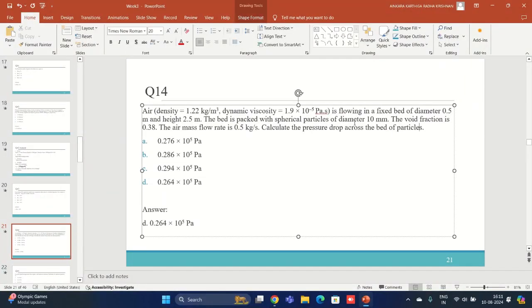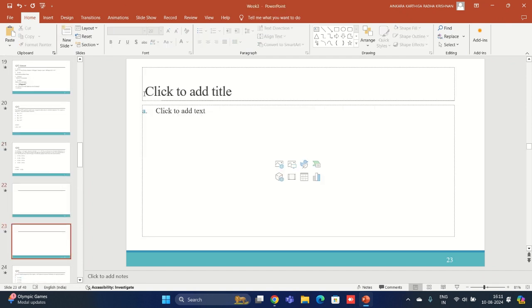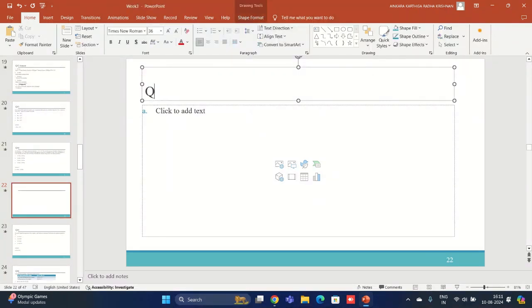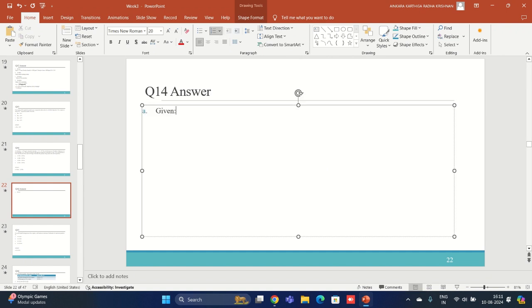As always, question 14, answer. So what will we be writing? We'll be writing the given first, then what we need to find, and the formula and the solution. This is the step we'll be using and following always.